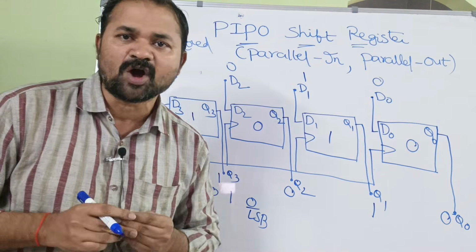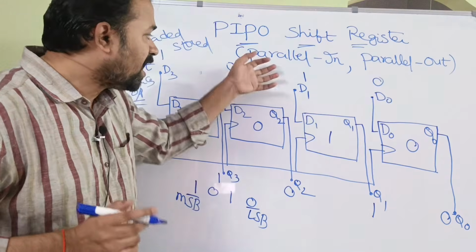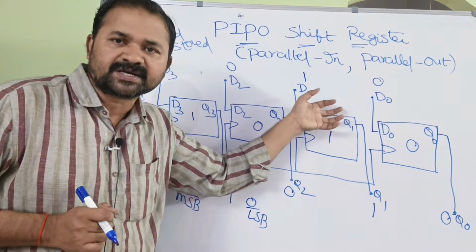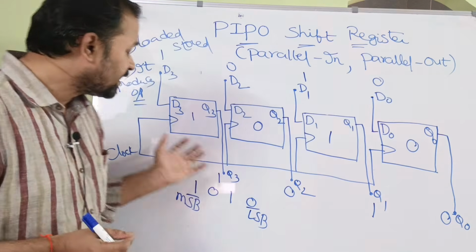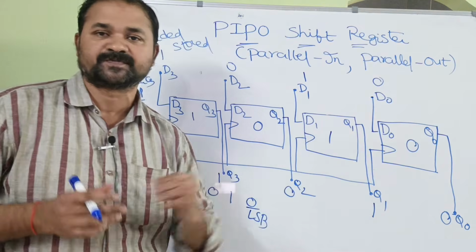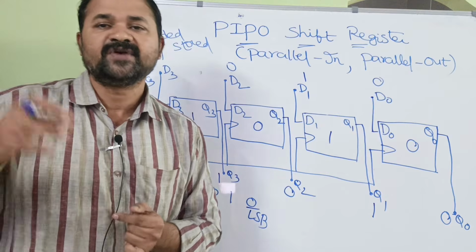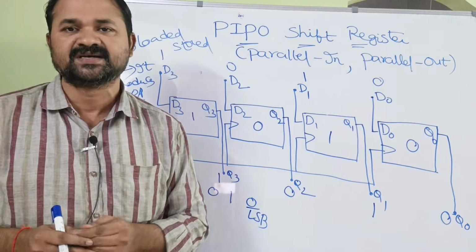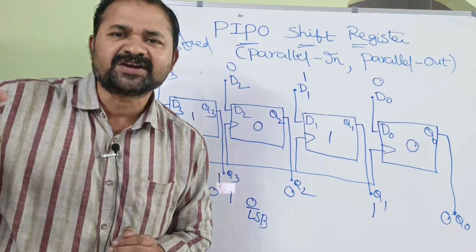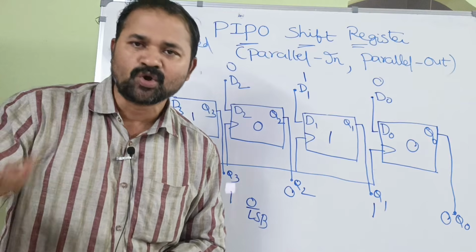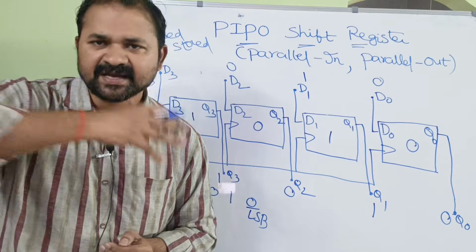So here how many clock pulses are needed? Only one clock pulse is needed in order to load or store the data in the shift register, as well as in order to produce the output. We can say that PIPO is the most useful approach when compared with the remaining 3 approaches such as SISO, SIPO, PISO. There we require more clock pulses for loading, that is for storing the data in the shift register, as well as for shifting the data.